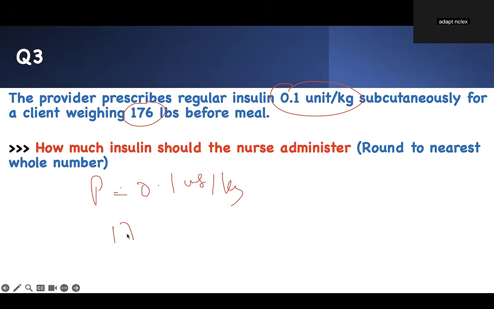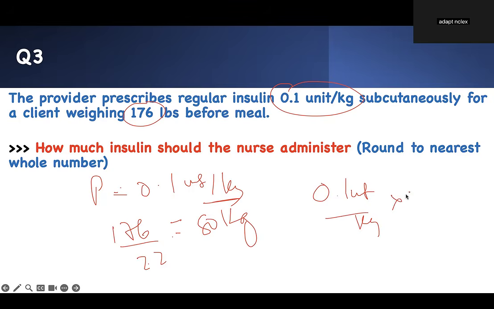Therefore, 176 pounds over 2.2 is going to give you 80 kilos. So this patient is 80 kilos. If 80 kilos is the weight of the patient, I'm supposed to give 0.1 per kilo of the patient. Therefore, I write 0.1 unit over kilo times 80. That's all, and kilo cancels kilo. Therefore, the nurse is supposed to give 8 units per dose. If you see this kind of question, step back, understand what is prescribed and what is ordered, and convert your unit so that it can satisfy the question.